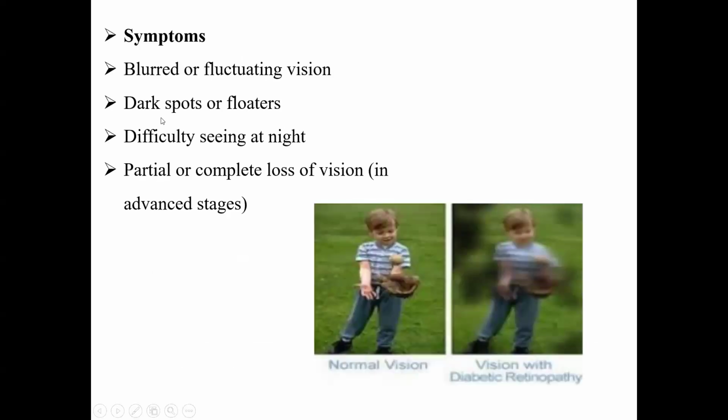Some of the symptoms that a person having diabetic retinopathy faces are blurred or fluctuating vision, dark spots or floaters, difficulty seeing at night, and the last one, partial or complete loss of vision. This happens in the case of advanced stages. So, this is the difference we see between normal vision and the vision observed in a patient who is suffering from diabetic retinopathy. A simple sample image is what I've put over here.